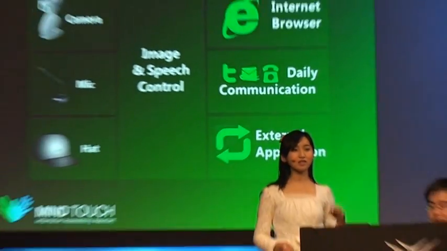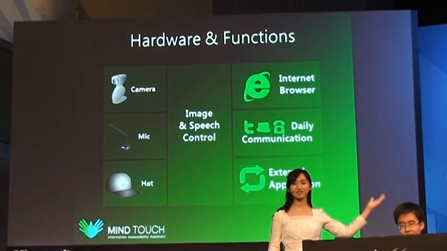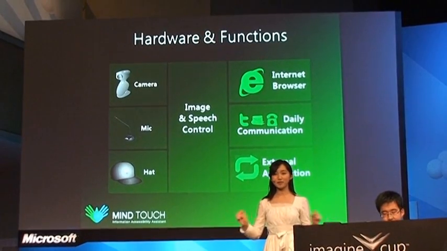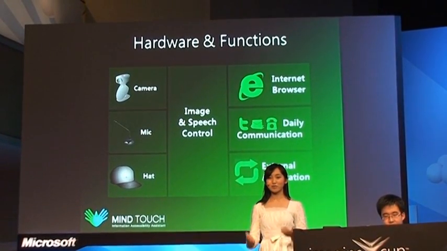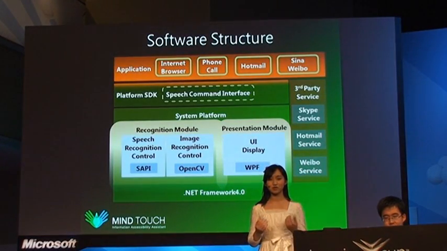So you can even make it by a gum paper, a balloon, or a button. We also designed several functions for disabled people and classified them into 3 types. The first is internet browsing, and then daily communication and external applications. How do we put all the applications together?